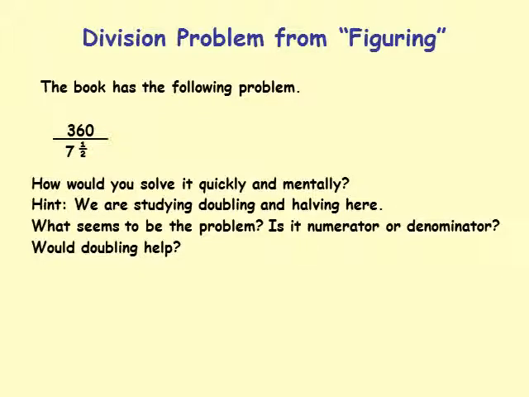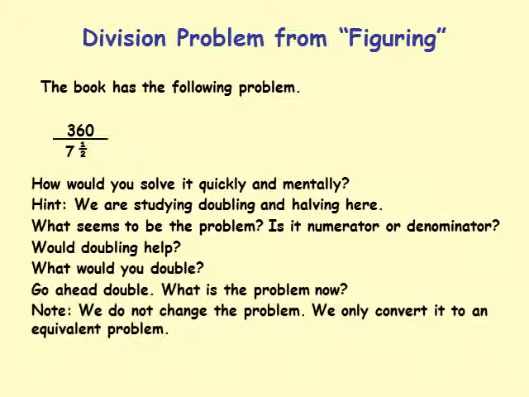What would you double? Would you double the numerator or the denominator? The numerator looks fine, so we probably double the denominator. Go ahead and double. If you double that, 7.5 becomes 15, so 360 divided by 15. What is the problem now?